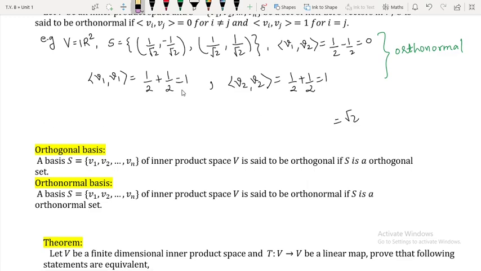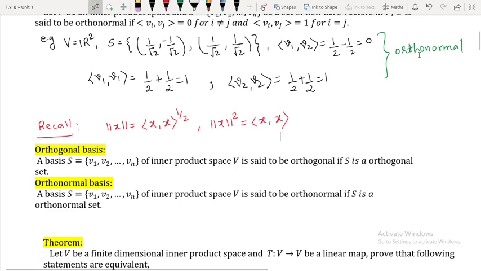So just remember this property of norm, because it will be required in the next theorem. What is that? Norm of x is equal to what? Inner product of x with x raised to half. And what is norm of x squared? Therefore it is the inner product of x with x, right? Now let us see the definition of orthogonal basis.